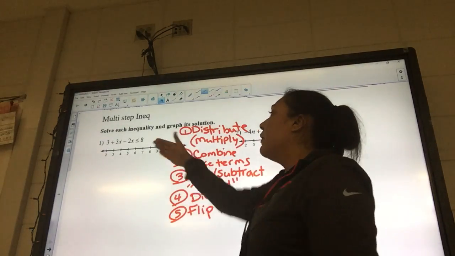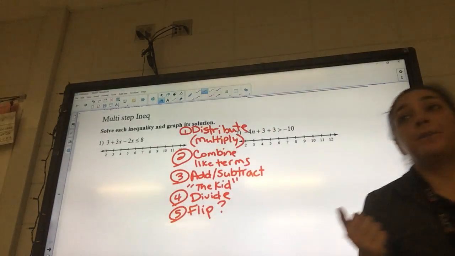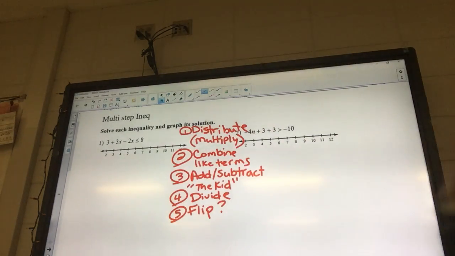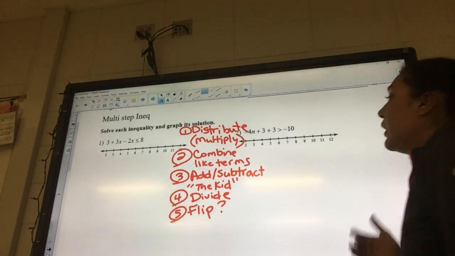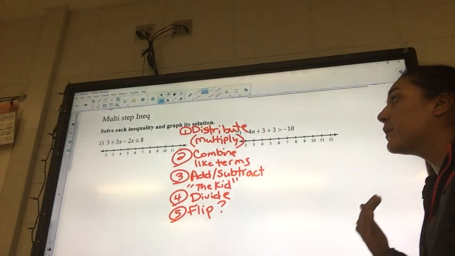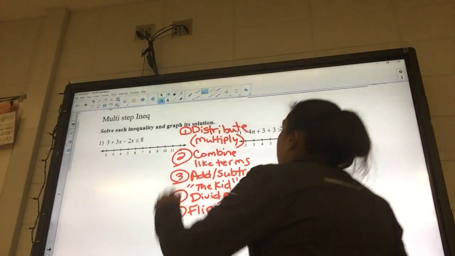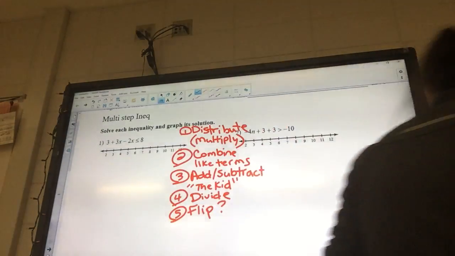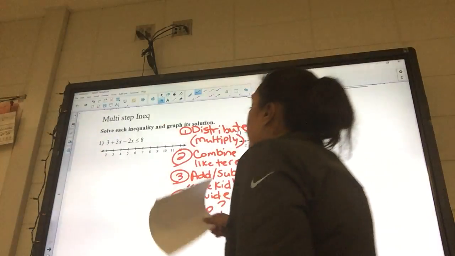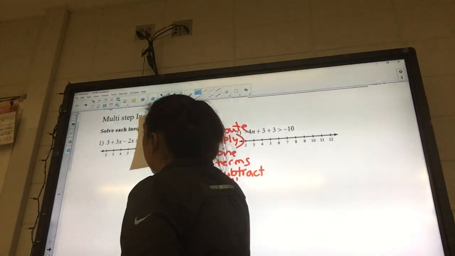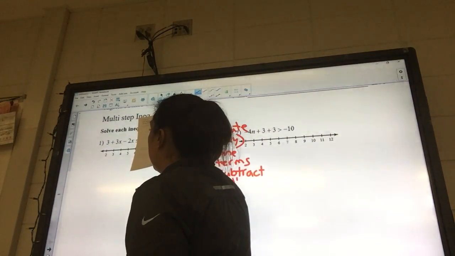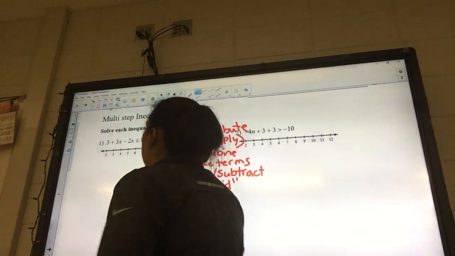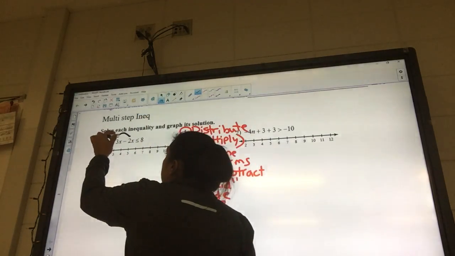So distribute. Are there any parentheses in number 1? No, there's not. So we can skip that step. Step 2 says combine like terms. Is there anything we can combine? And we only look at one side at a time. So is there anything we can combine on this side of the problem? 3x and 2x. Why can we combine those ones? They both have x.